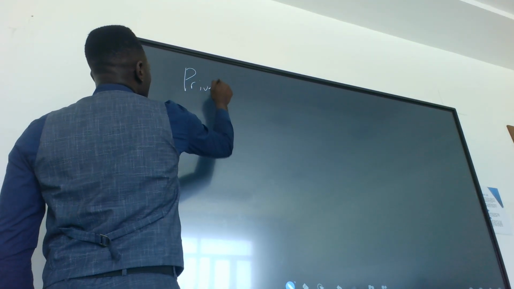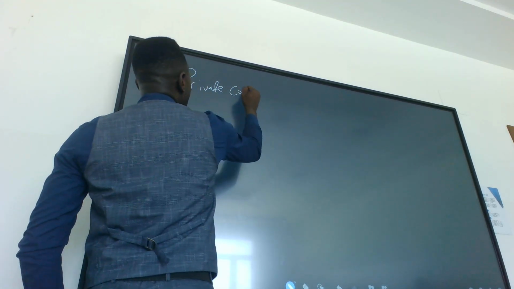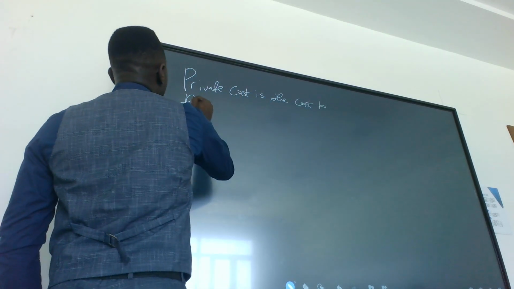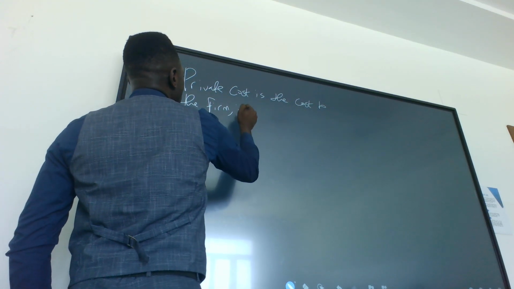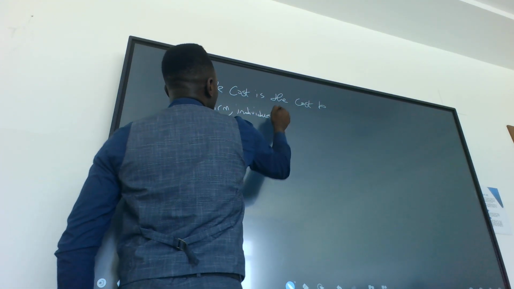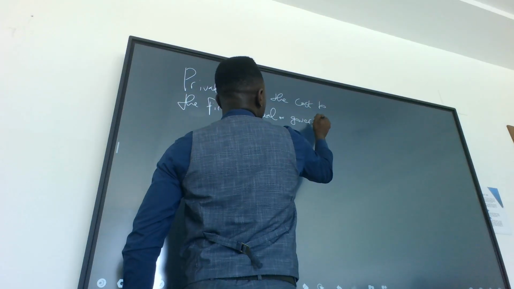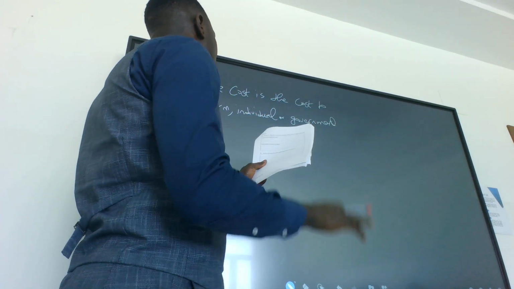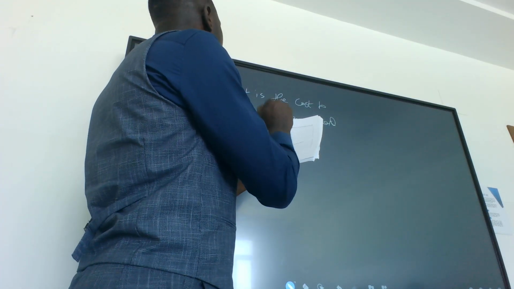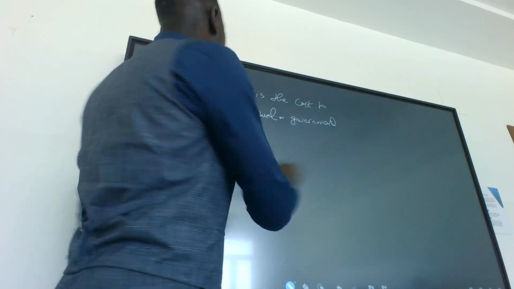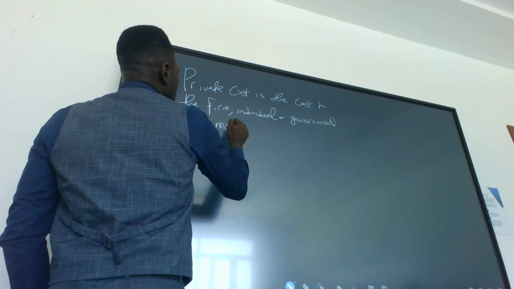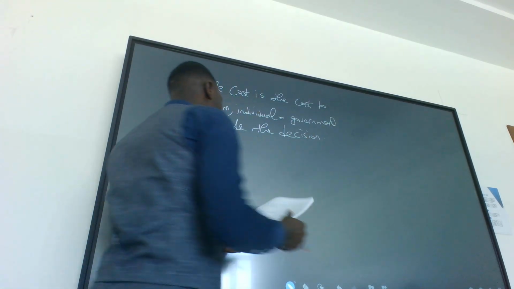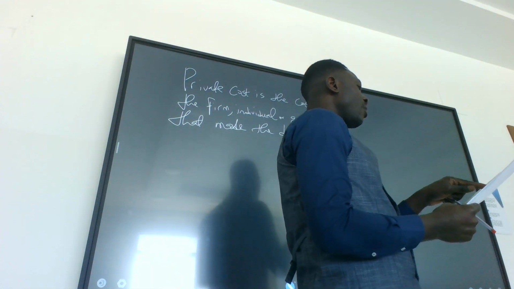Private cost is the cost to the firm, individual, or government that made the decision. That is private cost. Now, what is the cost of installing a solar panel?